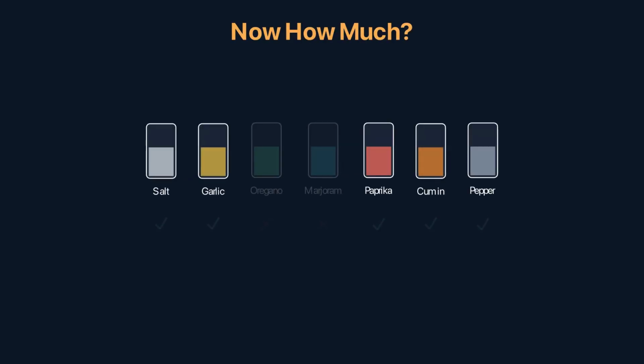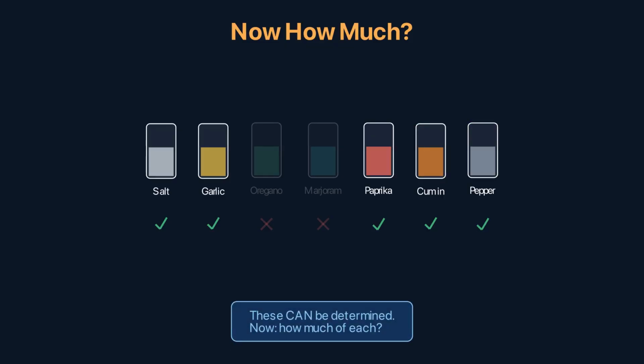The identifiability report card says salt is identifiable, garlic is identifiable, the oregano is not. For the identifiable ingredients, the taster proceeds. Now, how much salt is actually in the sauce?